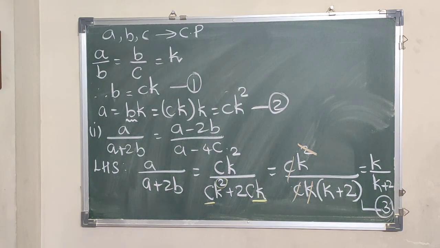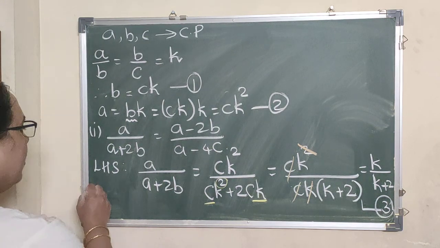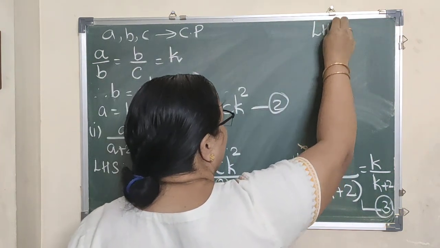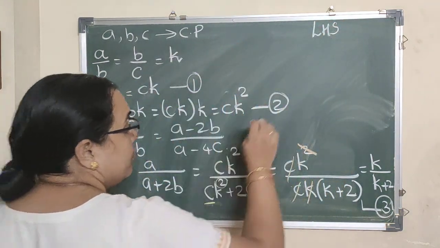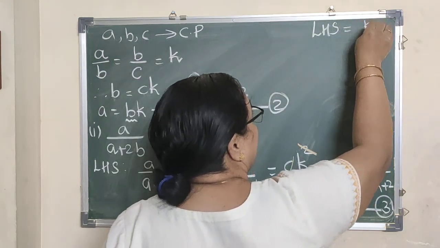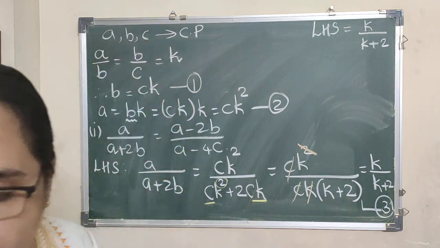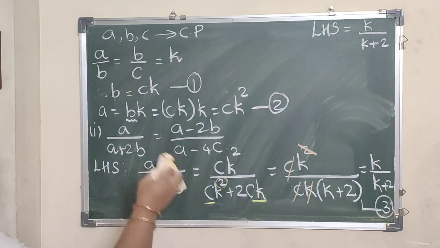Okay. Keep that in mind. So what is the LHS? LHS comes as, I'll just write it here because I have to clear the board. So LHS is K upon K plus 2. So let us go for the RHS now.